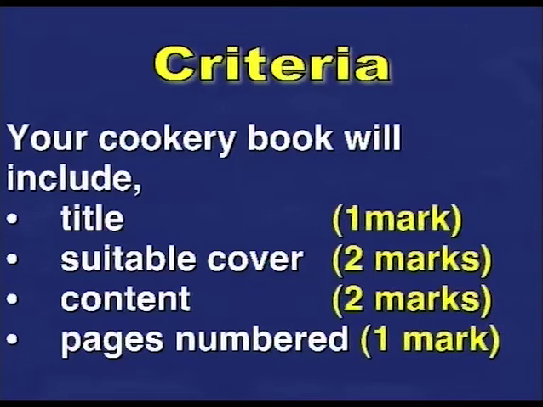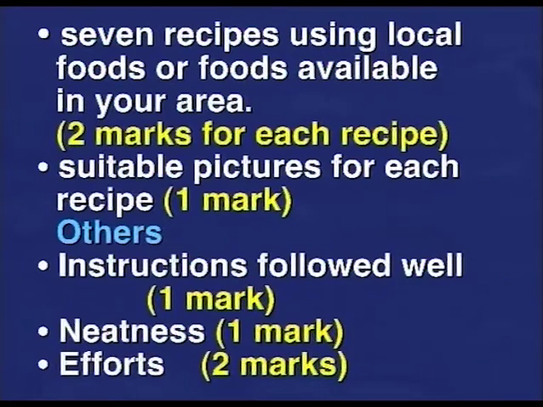Now, we also have, students will have to have 7 recipes written up using local foods or foods available in the area that you live in. And it says there will be 2 marks for each of those recipes. So if there are 7 recipes, then that should be 14 marks altogether. You also have to have suitable pictures for each recipe. Whatever recipe is written, there must be a picture for that recipe.